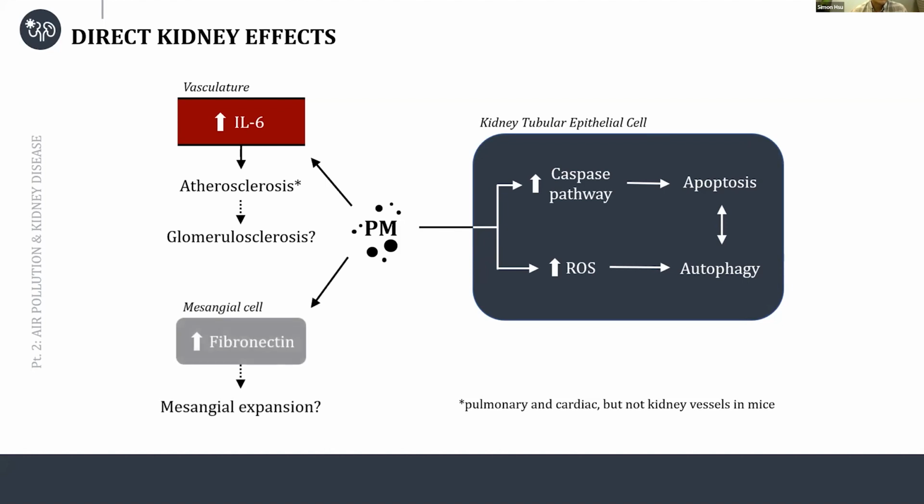And lastly, in human mesangial cells, particulate matter has been shown to increase production of fibronectin. Fibronectin is one of the main matrix proteins that accumulates in the mesangium of patients with diabetic kidney disease. And so could mesangial expansion be why air pollution may cause chronic kidney disease?